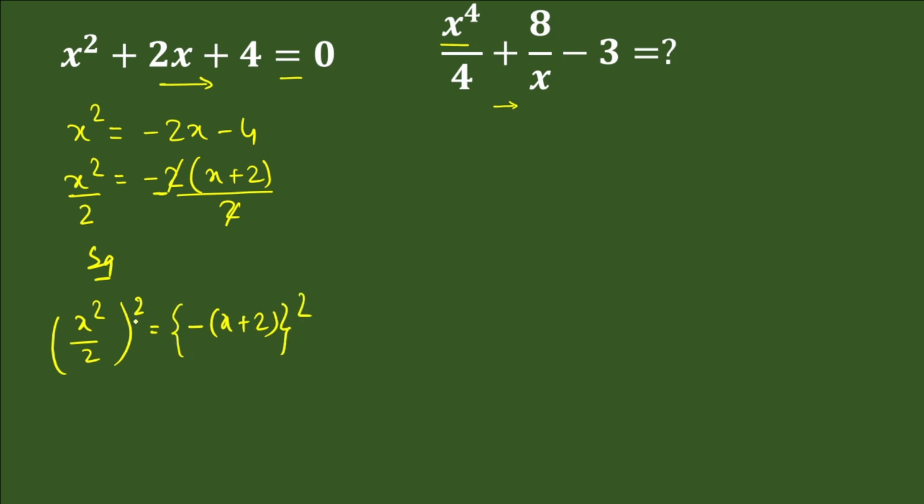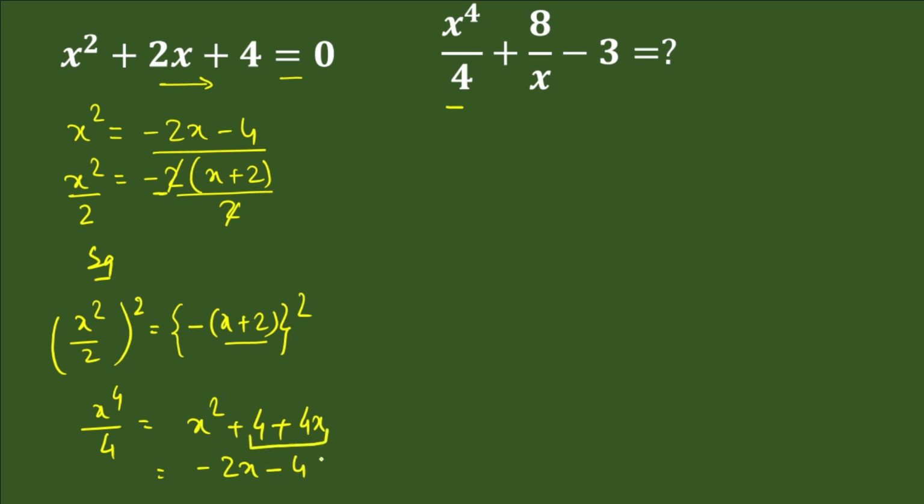Now x square squared will be x power 4 and 2 squared is 4, and that is equal to, here negative squared will be positive, so it is a plus b whole square. So it is x square plus 2 squared is 4 plus, now 2 times ab will be 4x, right? Now here we have calculated the value of x power 4 over 4. So in place of x square we can write negative 2x minus 4. So it is negative 2x negative 4, and the remaining terms here are plus 4 plus 4x.